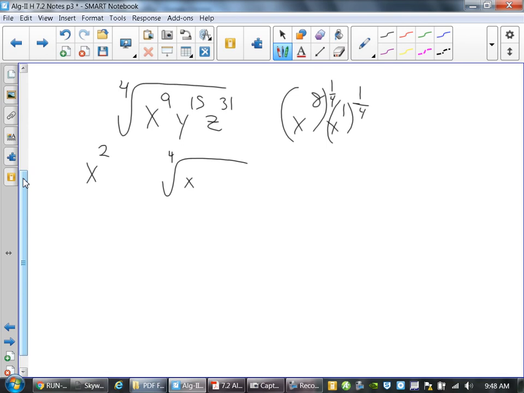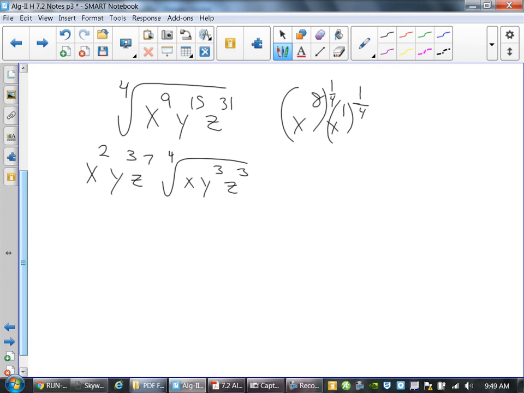3. How many are left? Let's try this one more time here. 4 goes into 15 how many times? 3. How many are left over? 3. 3 of them can come out, 3 stay in. 4 goes into 31 how many times? 7. 7 of them can come out. How many stay in?